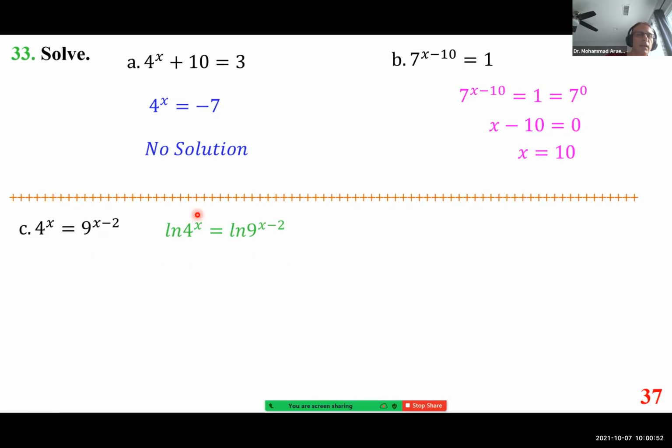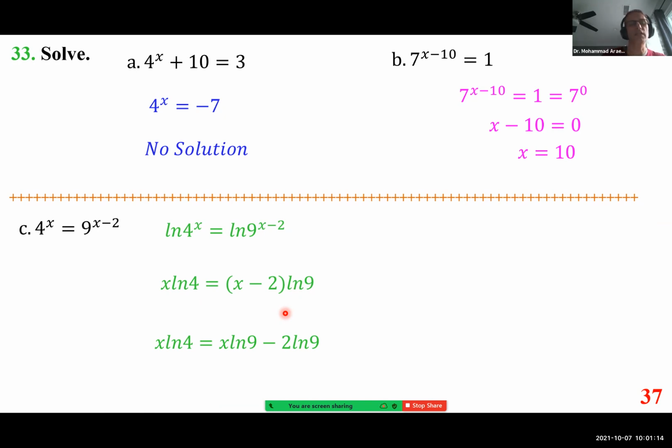Then x sits in front, in this case, x minus 2. Please understand, ln 4 is a number, but we're going to keep it as ln 4 because it's an exact number. So is ln 9. So you can think of it as a number. We can distribute, okay?